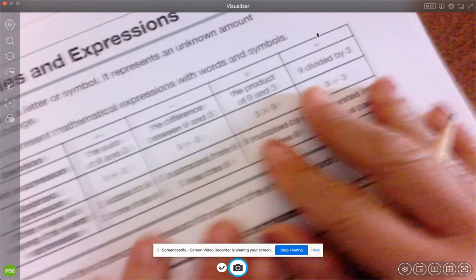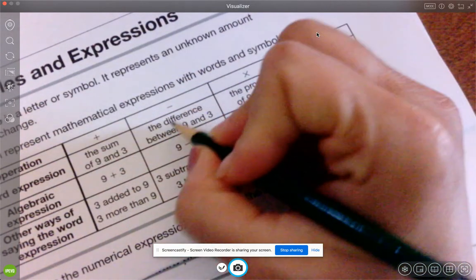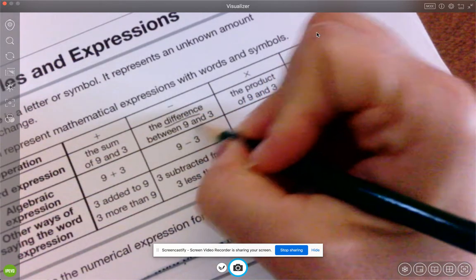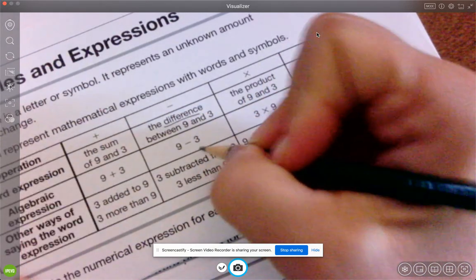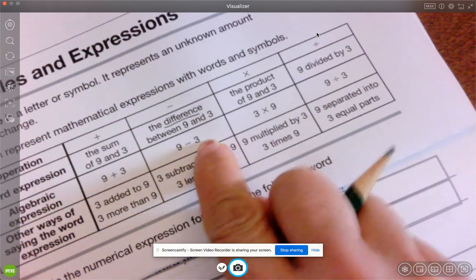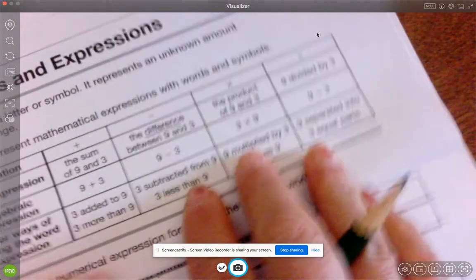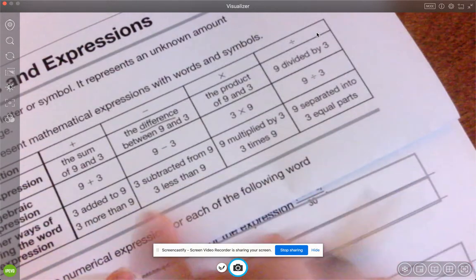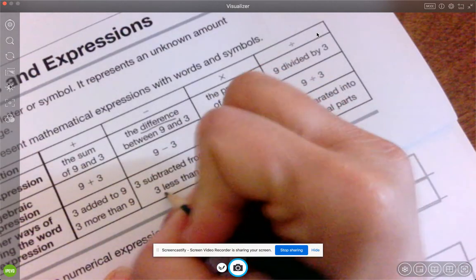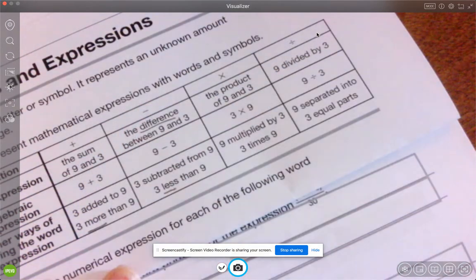So now let's look at the subtraction terms. Subtraction, the word you see there usually is difference. The difference between 9 and 3. If I wanted to write it as an expression, I would write 9 take away 3, or 9 subtract 3. If I wanted to write it another way, it would be 3 subtracted from 9, or 3 less than 9. Those are those key words we've talked about before.